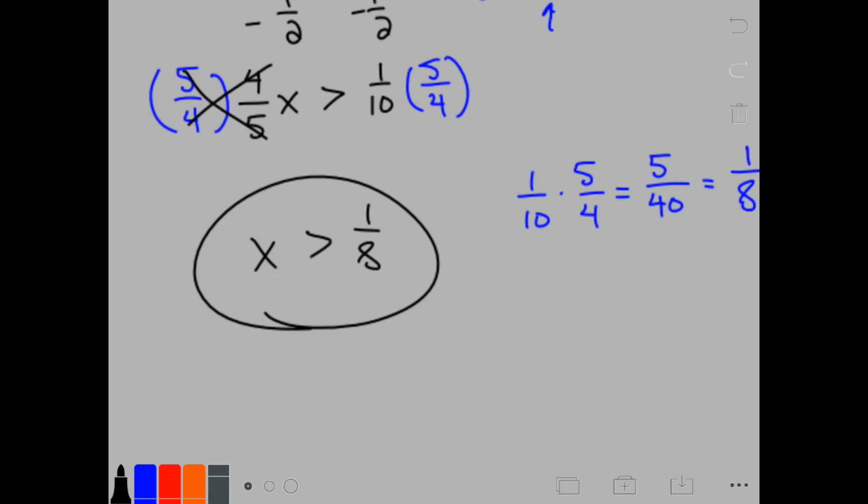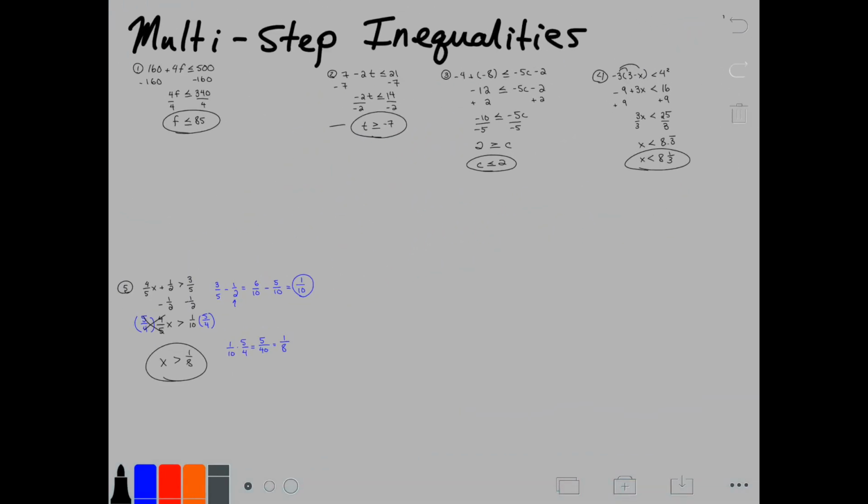All right, that is it for multi-step inequalities. Just remember, when you're multiplying or dividing by a negative, to flip the sign. Otherwise, it is just like solving an equation.